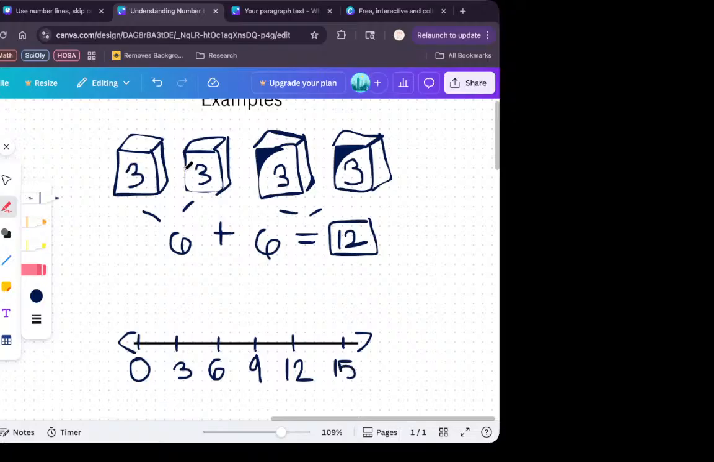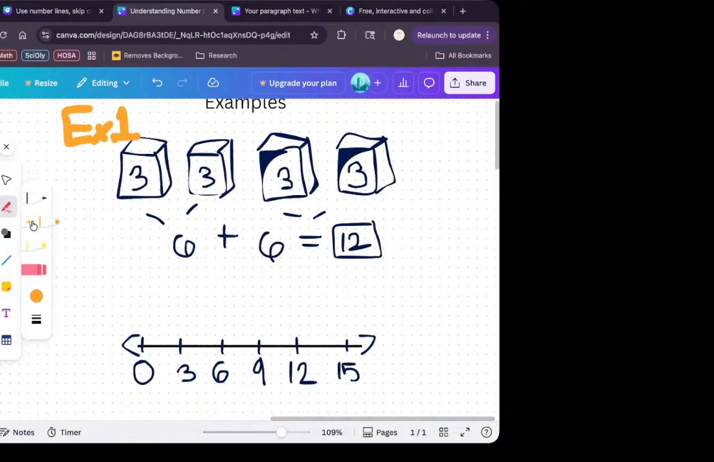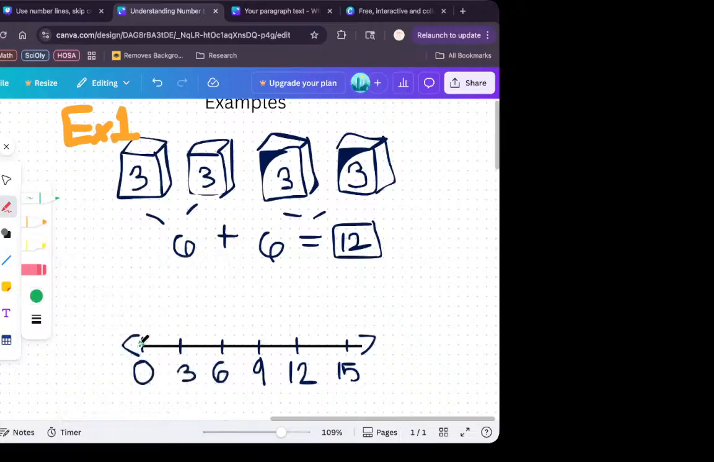So how do we represent our problem on the number line? Well, let me just write example 1. So let's start with 0, okay? It is saying we have 4 groups of 3. So 4 jumps of 3, basically. So we jump 1, 2, 3, 4. We jump 4 times, which should give us 12.